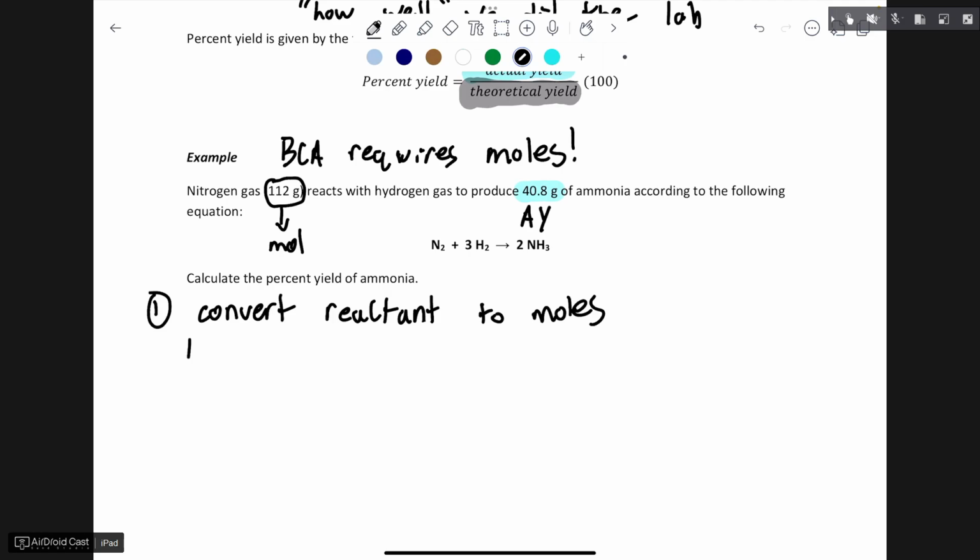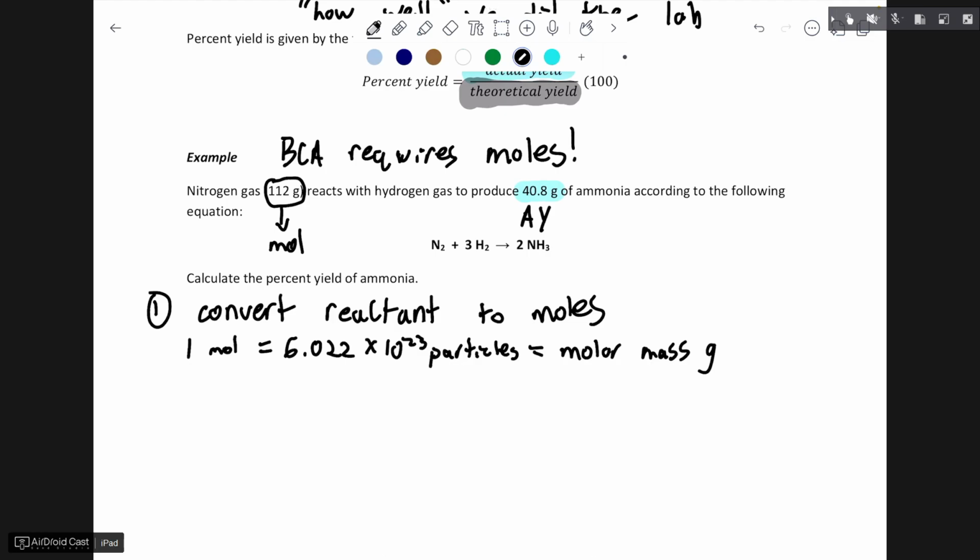So if we remember our mole calculations, we could look at the backside of our periodic table. 1 mole is 6.022 times 10 to the 23rd of whatever particle we're talking about, and that equals the molar mass in grams.